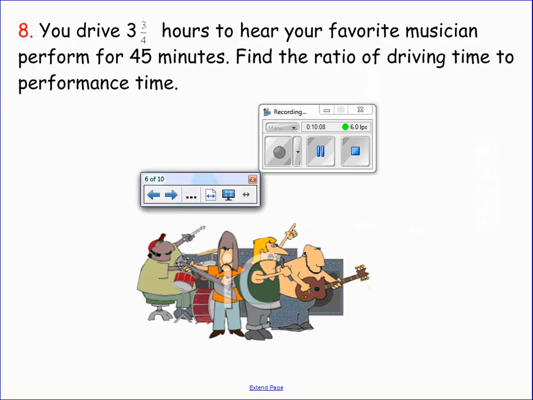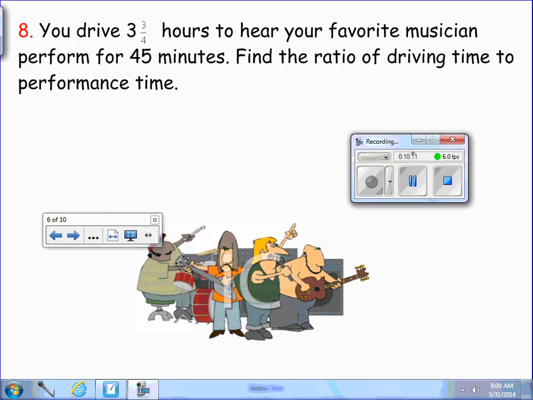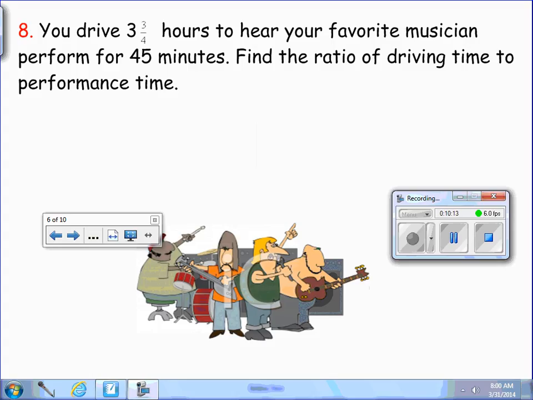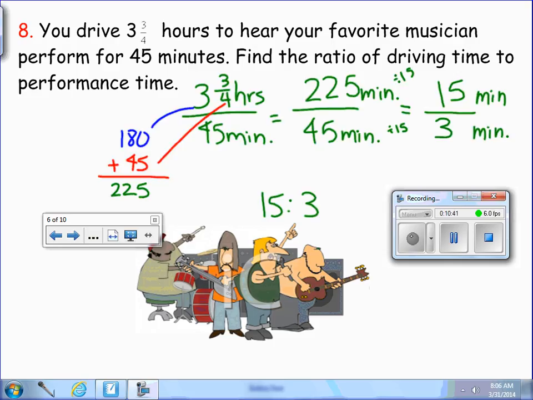Okay, so let's use the example in the previous number to figure this one out. We used the one earlier with the amusement park and the ride. So see if we can use that to help us with this one. Number 8, you drive 3 3/4 hours to hear your favorite musician perform for 45 minutes. Find the ratio of driving time to performance time. I'm going to pause the video and give yourself a minute to see if you can figure this one out on your own.